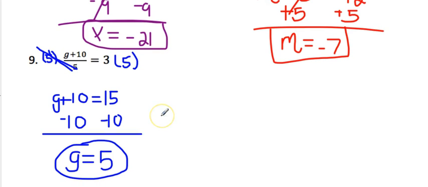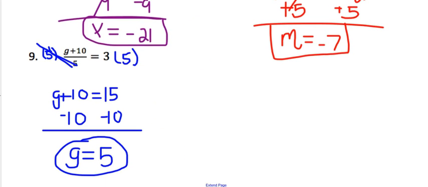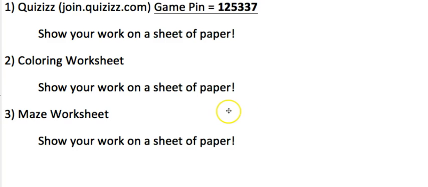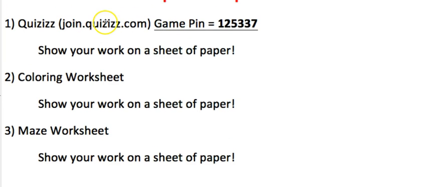Okay? All right, so now you are a rock star at solving two-step equations, and so you can practice now. So your options for practice, there is a quiz. So if you want to go to that website and enter that pin in, make sure you show some work on a sheet of paper, because we are at the point where you can't really do these in your head, especially without a calculator. So show some work, and then you can also do a coloring worksheet if you would like, or I have a maze. So pick one of those 3 and go ahead and start practicing.